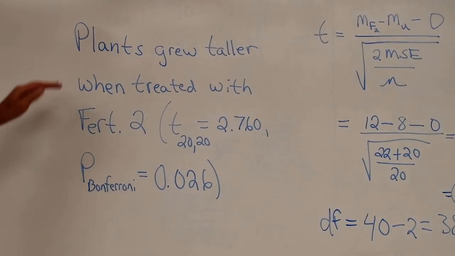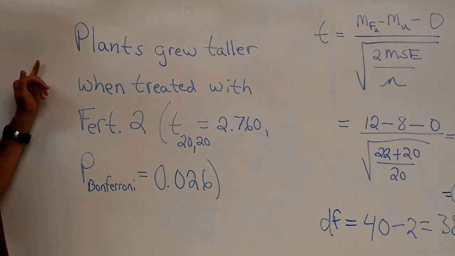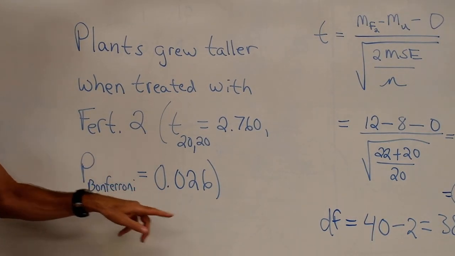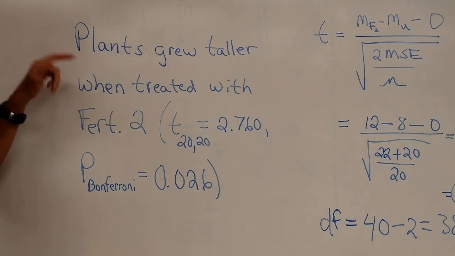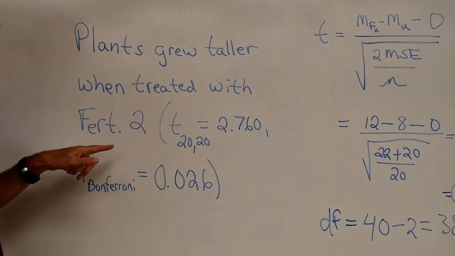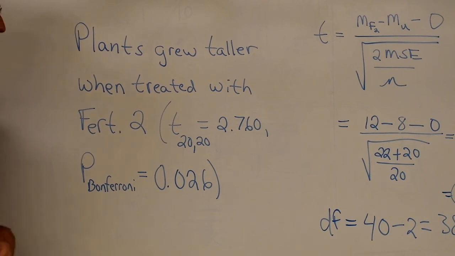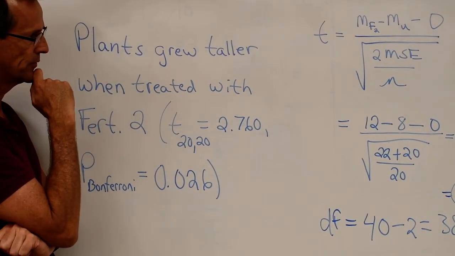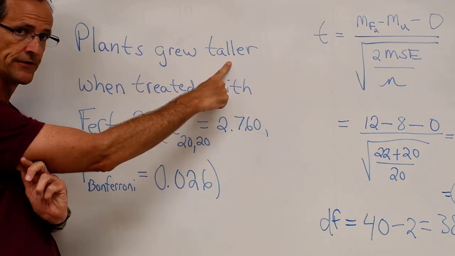All right. Notice we got a significant result this time because that probability is less than 5%. So we would say plants grew taller when treated with fertilizer 2. I'll point out one thing about this statement that we haven't really talked about before. Notice that this tells us the direction.